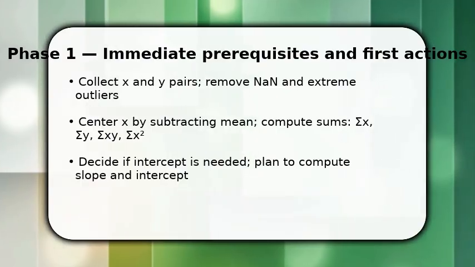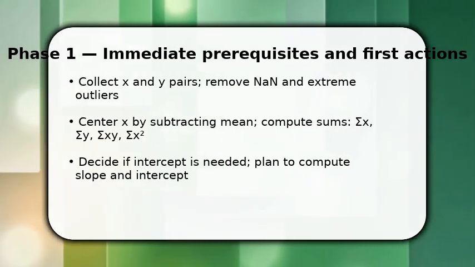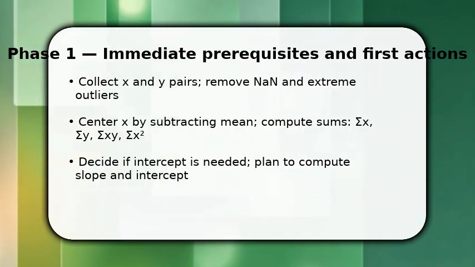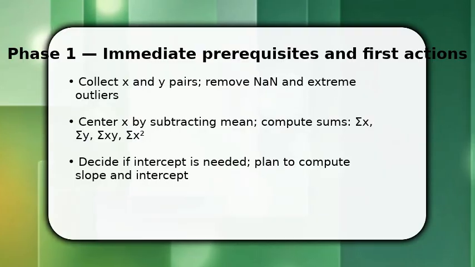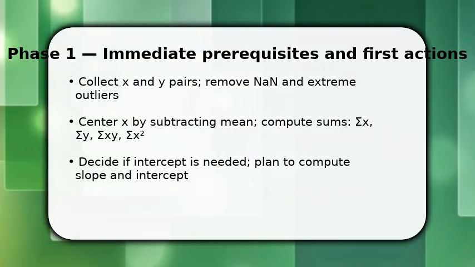You start with clean paired data. You do not need fancy tools yet. First, remove missing values and obvious outliers so the math reflects the trend. Once done, compute basic sums: Σx, Σy, Σxy, and Σx², and the sample size n.